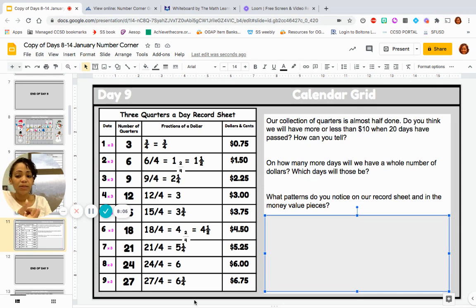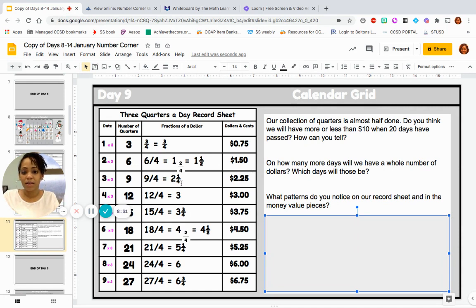Right, so we notice that on multiples of 4, we have whole dollars. What do we write when we have a half? In terms of money, what's half of a dollar? Right, so if our fraction ends in half, we're gonna have at least 50 cents in terms of cents. What about a 4th?